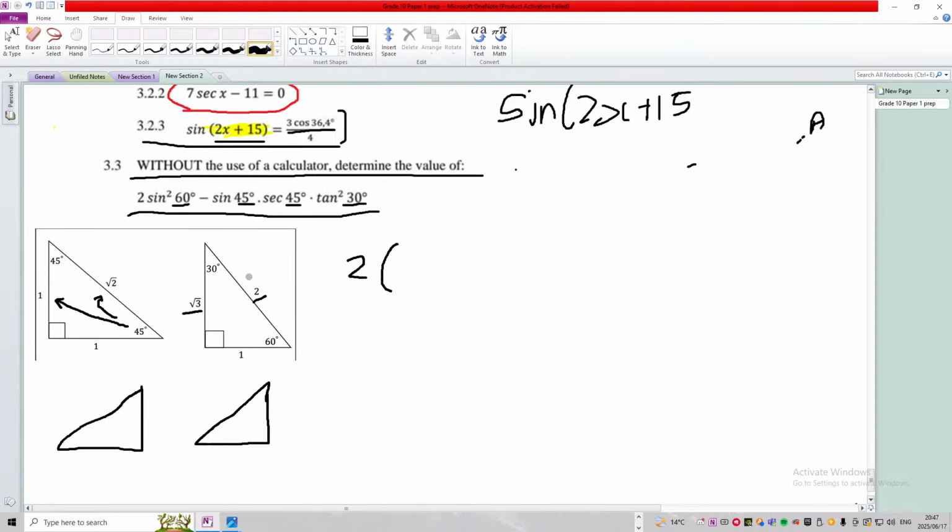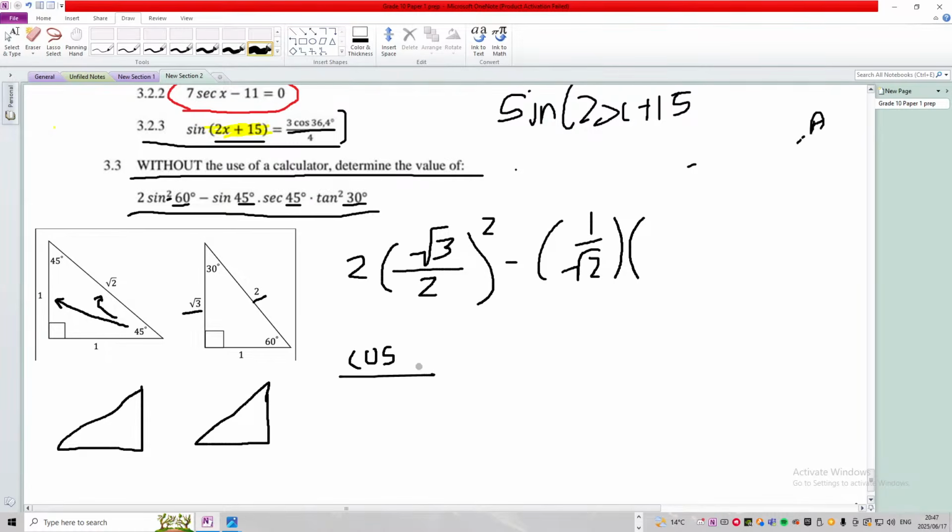Anyways, sine of 60 is square root of 3 over 2. And don't forget the question says to square. Minus the sine of 45 is 1 over square root of 2. Then multiply by secant of 45. Secant again is the inverse of cos. Cos is adjacent over hypotenuse. So secant is hypotenuse over adjacent, the inverse of that.